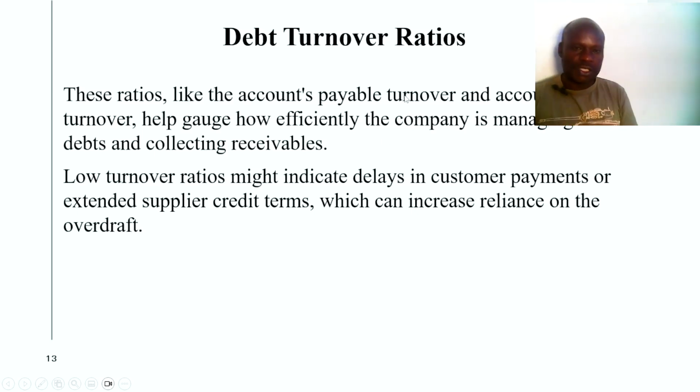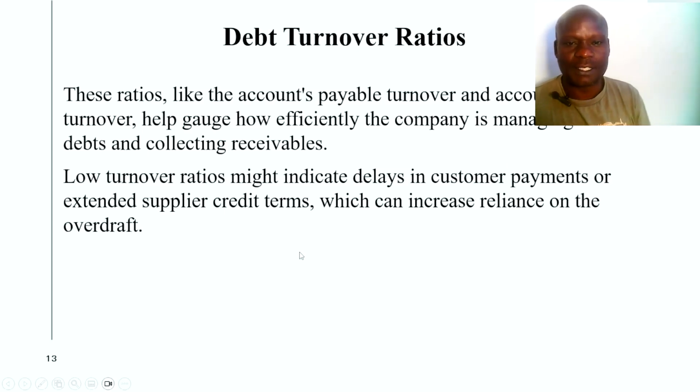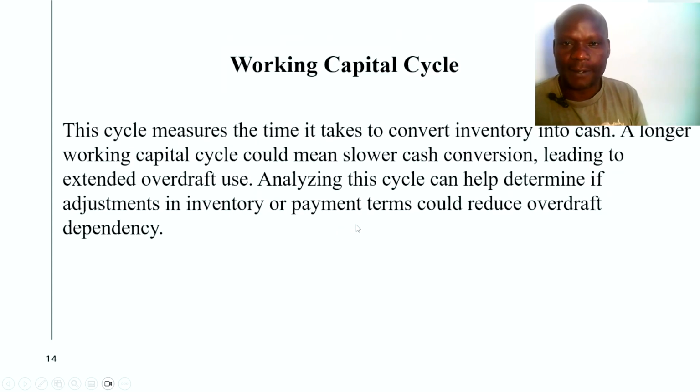Debt turnover ratios. These ratios, like the accounts payable turnover and accounts receivable turnover, help gauge how efficiently the company is managing short-term debts and collecting receivables. Low turnover ratios might indicate delays in customer payments or extended supplier credit terms, which can increase reliance on the overdraft. So a low turnover ratio is not so desired. So it should be kept at a reasonable level that is agreed upon as the capacity of the company or as the standards require.